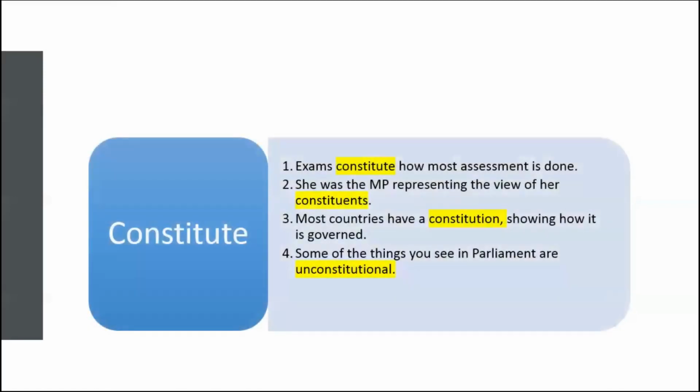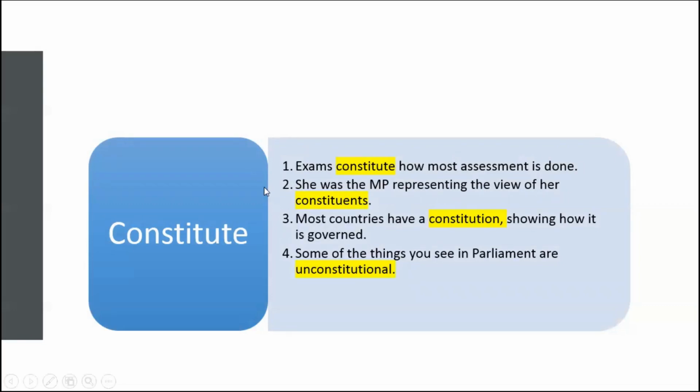The next word is constitute. Constitute. Exams constitute how most assessment is done. She was the MP representing the view of her constituents. Many countries have a constitution showing how it is governed. Some of the things you see in parliaments are unconstitutional.